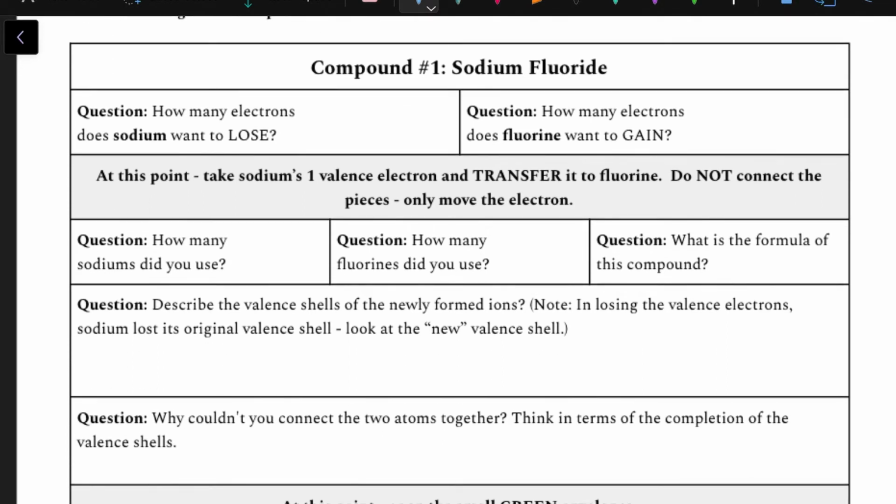Next part is using those models to actually build the different compounds. The first compound we're going to build is sodium fluoride. These two questions are basically how many electrons does one want to lose, how many does one want to gain. At this point, you're going to take a valence electron from the sodium atom and transfer it to fluorine. Do not connect the pieces, you're only going to move the electron. There'll be another clip to show you how to do that.